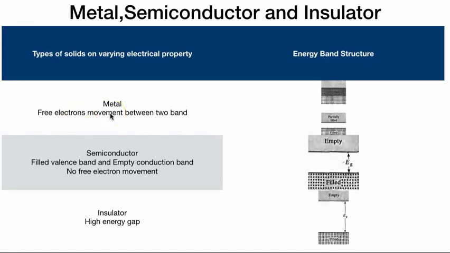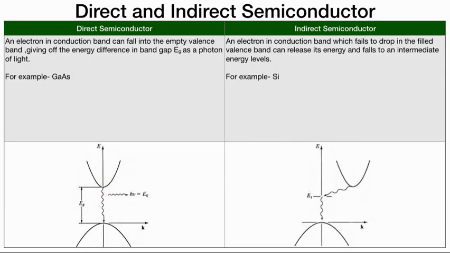If we talk about metal, we say that the two bands, conduction band and the valence band, both overlap each other or both are partially filled. For semiconductor, there is a filled valence band and empty conduction band, and there is a gap of Eg, the forbidden gap, between both the levels. Insulators have a high forbidden gap. The highest forbidden gap could be measured in diamond. Direct and indirect semiconductor.